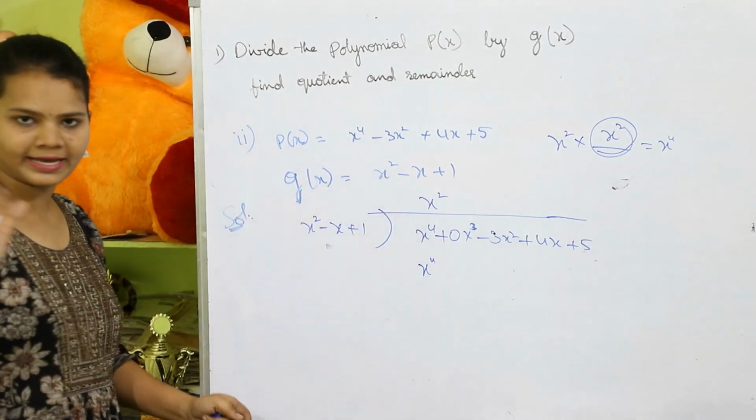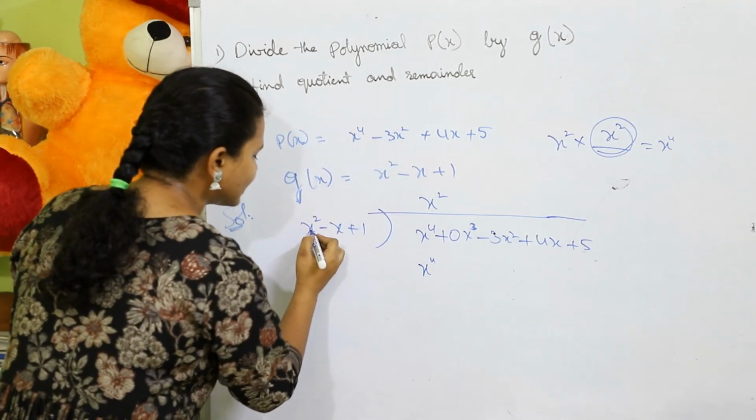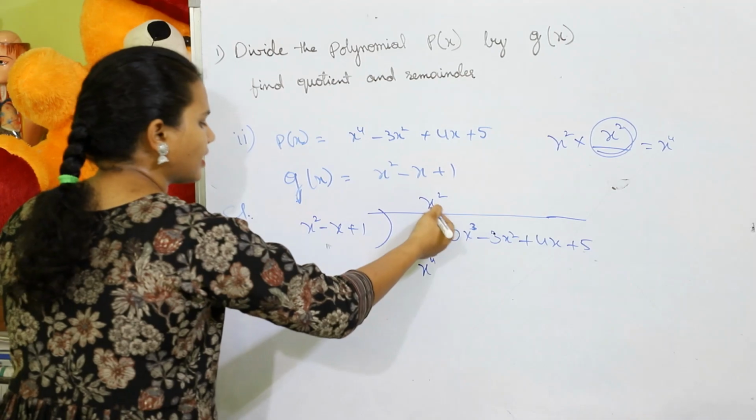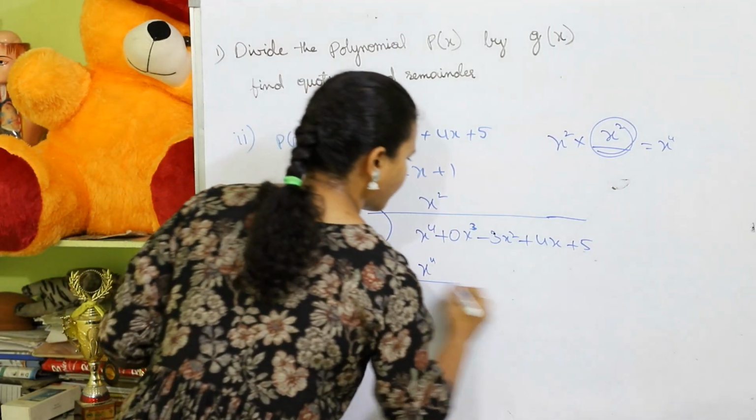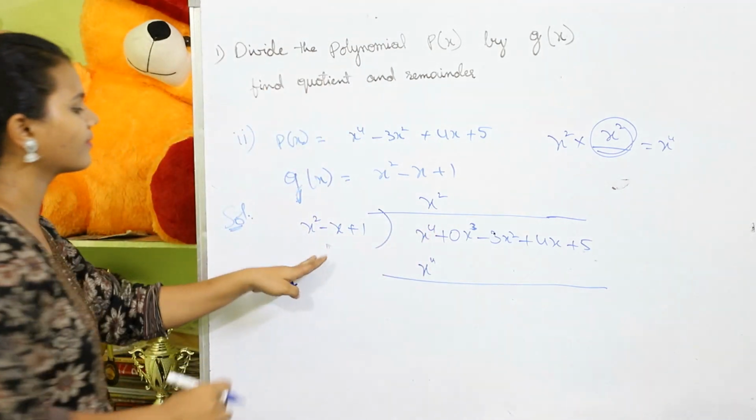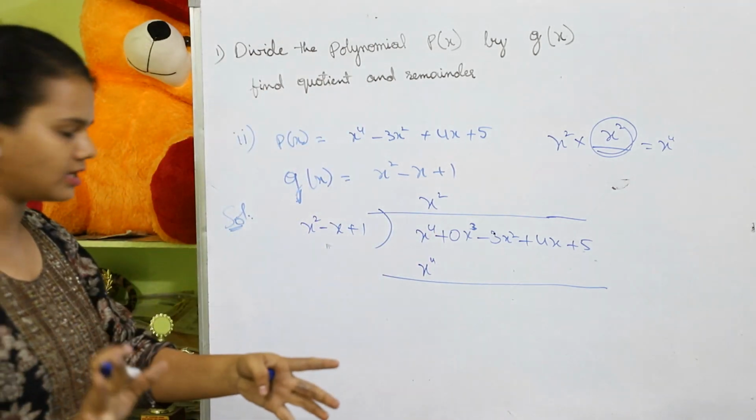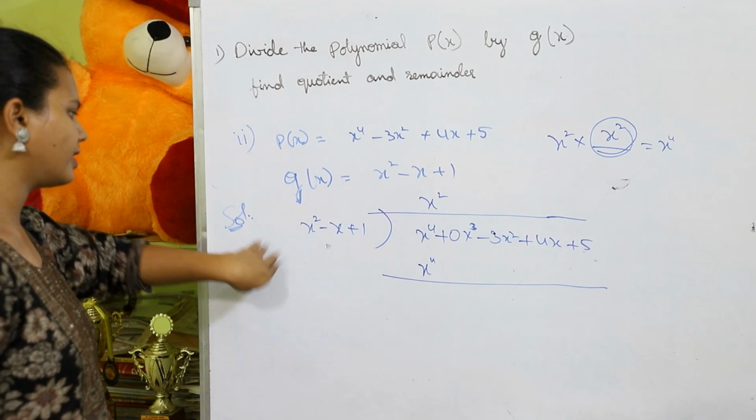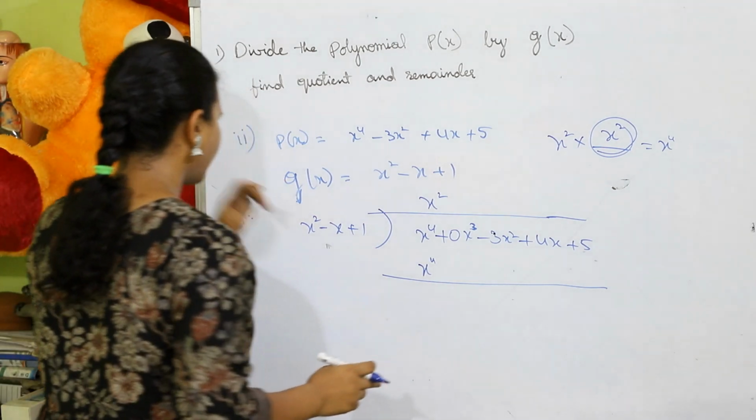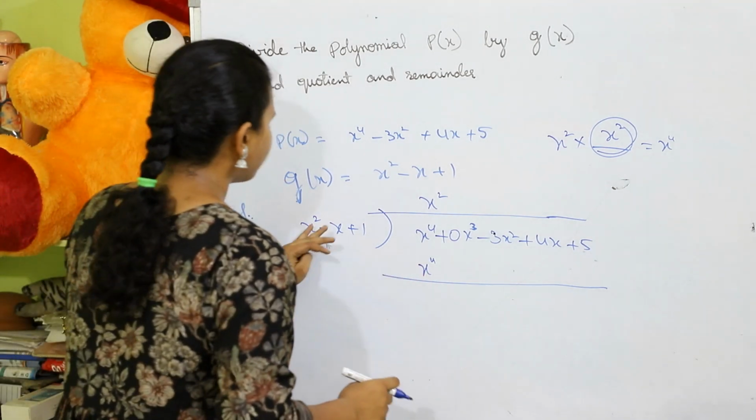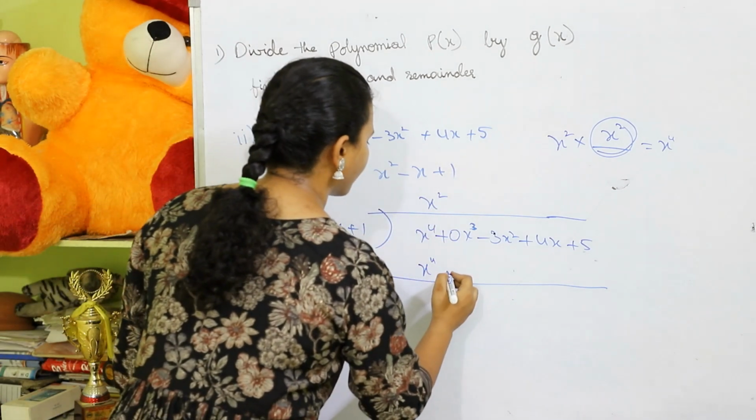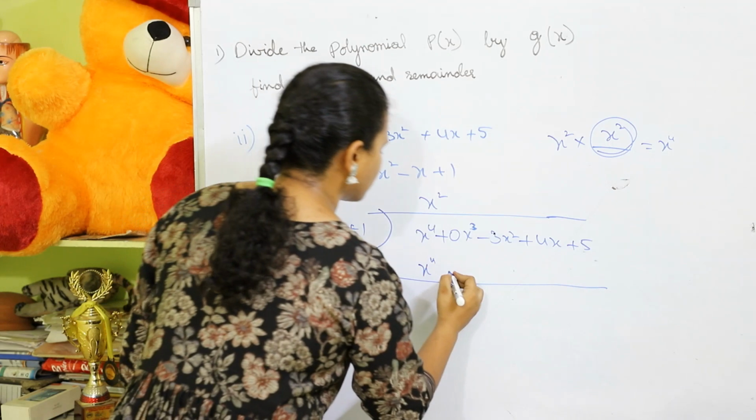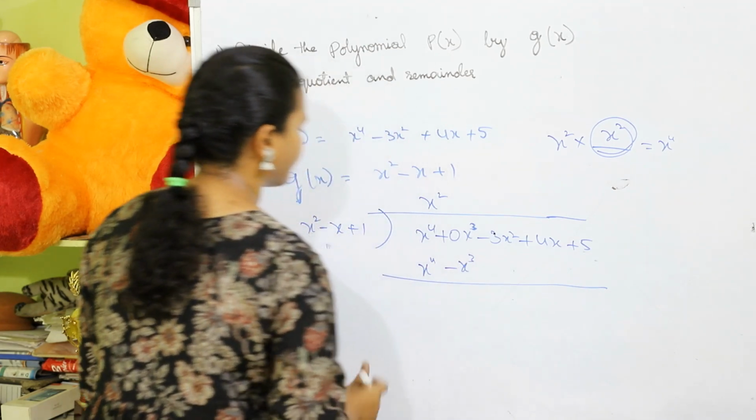This is how you multiply, guys. Firstly x square into x square, minus x into x square, 1 into x square. I also might get confused while multiplying the coefficient and divisor. But coming back to the problem, x square into x square is x power 4. Minus x into x square gives minus x cube.